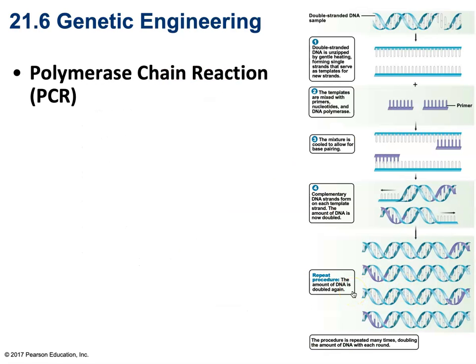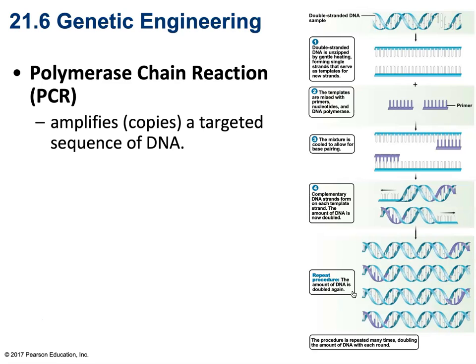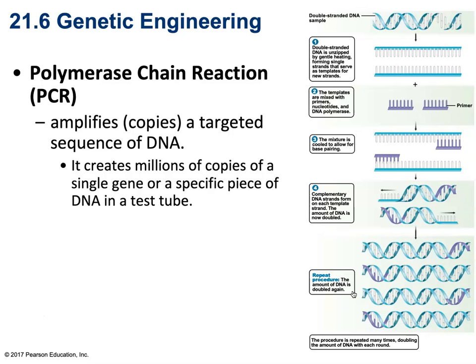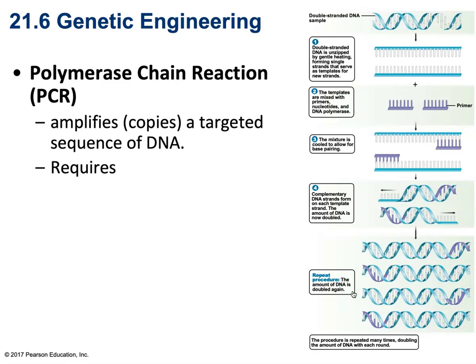So this is just some text to go along with that. This is how the polymerase chain reaction works. It's going to amplify a targeted sequence of DNA, and it can create millions of copies of genes or a specific piece of DNA in a test tube.